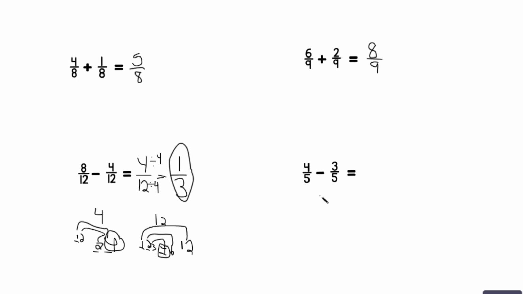All right, now let's move on to our next problem. We have 4/5 minus 3/5. So our denominator is going to stay the same, and 4 minus 3 equals 1. So we know that this is already simplified because we have 1 as our numerator.